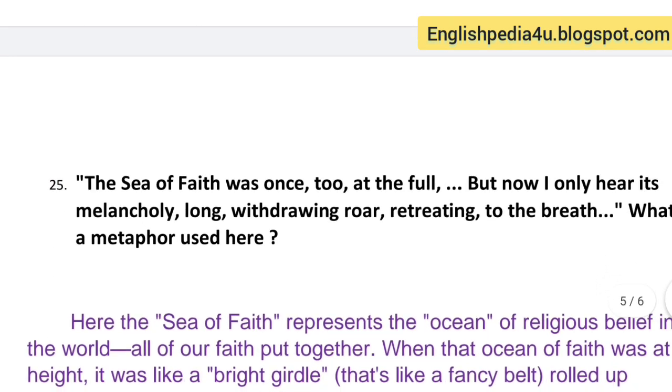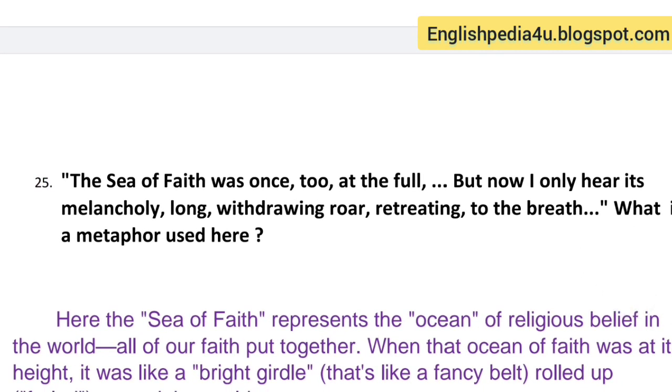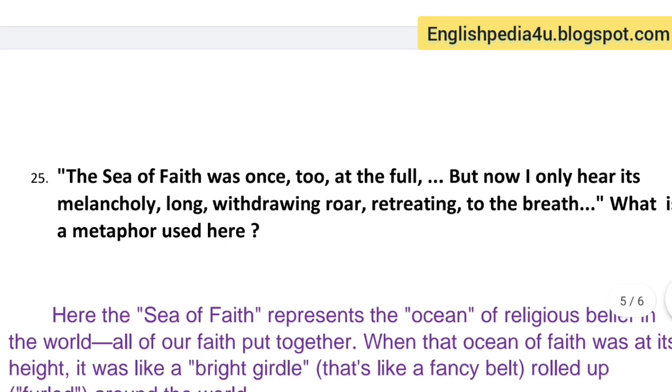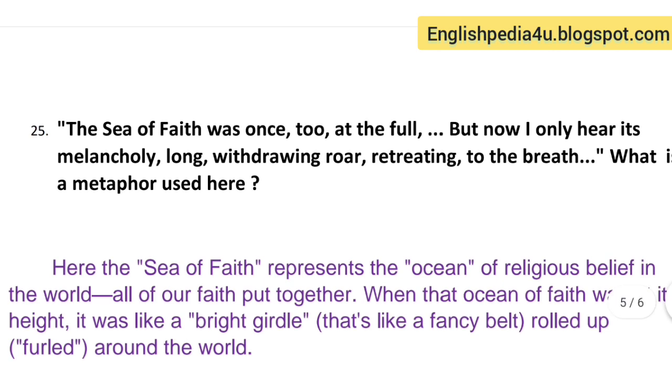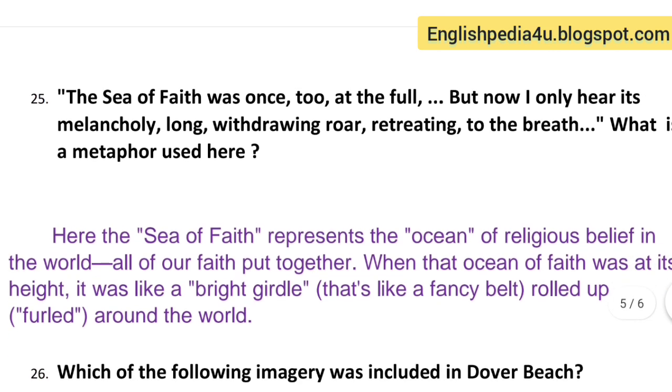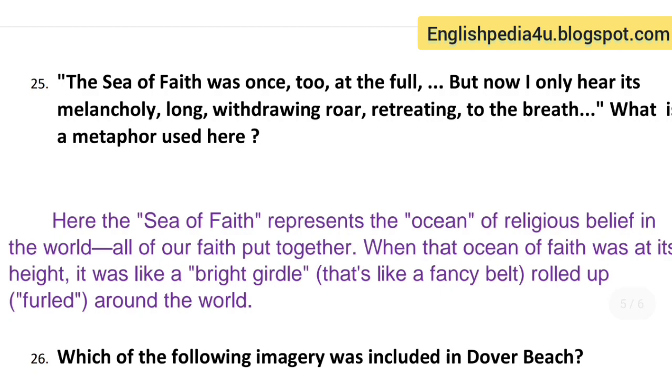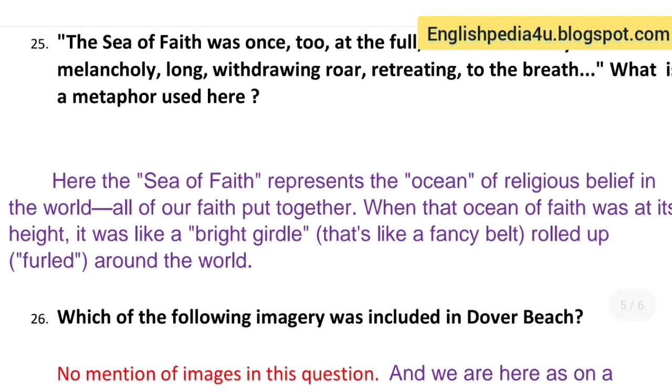Question number 25. The Sea of Faith was once, too, at the full, but now I only hear its melancholy, long, withdrawing roar, retreating to the breath. What is the metaphor used here? So the metaphor here, the Sea of Faith, represents the ocean of religious belief in the world, all of our faith put together. When that ocean of faith was at its height, it was like a bright girdle, that's like a fancy belt, furled, that is, rolled up around the world. So this is the answer.